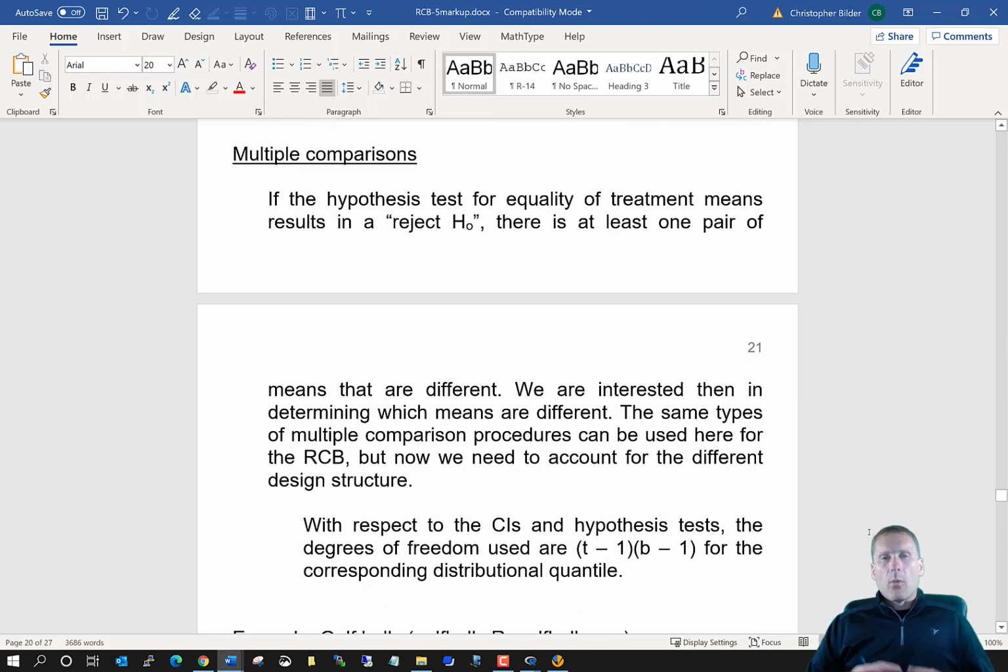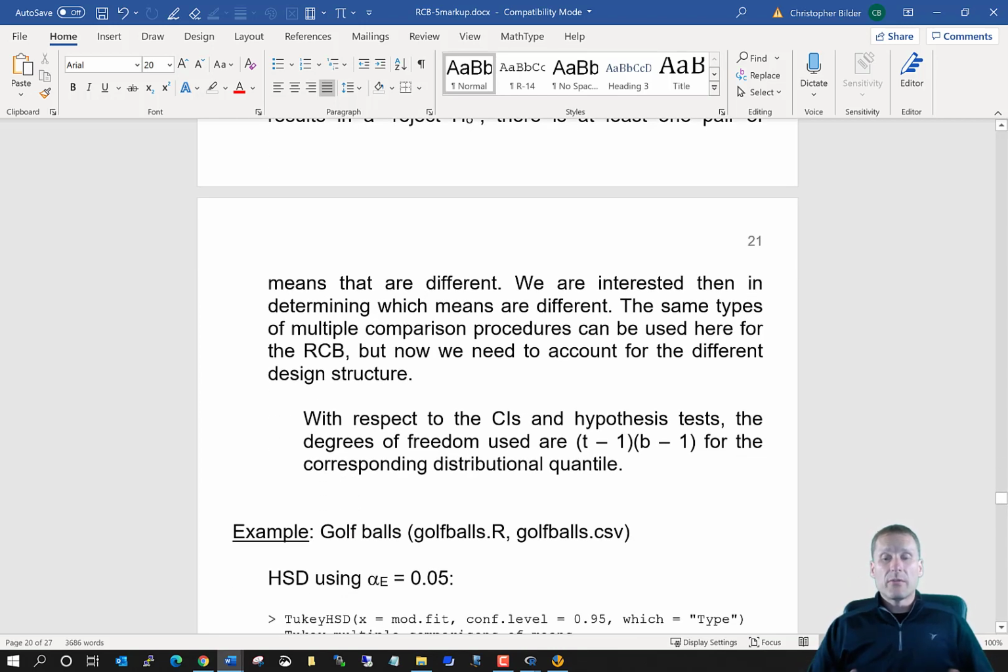Now, once we reject the null hypothesis of equality of means for the treatments, we want to figure out which pair of means are unequal. And so once again, we do multiple comparisons. This takes us to page 21 in the notes. We can use the same kinds of multiple comparisons as before, except we have some adjustments with respect to the degrees of freedom. And of course, our MSE is going to be different as well, because the SSE is different.